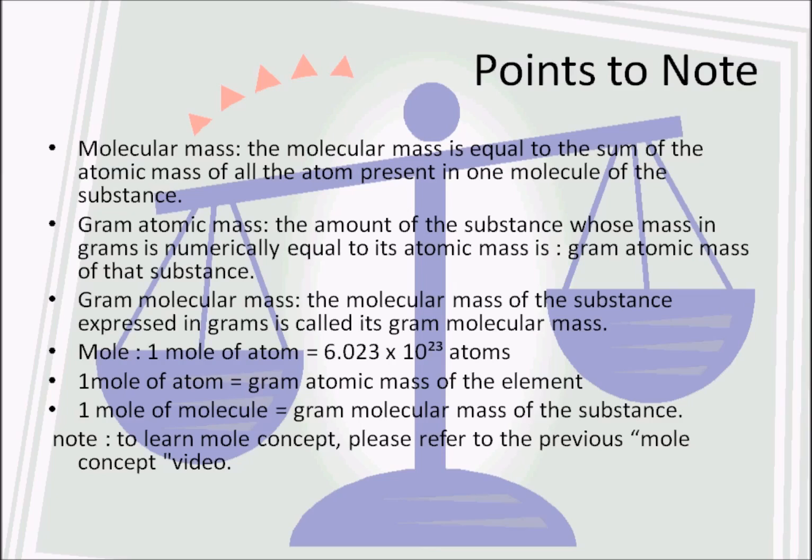What is a mole? 1 mole of atoms, or you can say particles, is equal to 6.023 × 10^23 atoms or particles. 1 mole of atoms is also equal to the gram atomic mass of the element. 1 mole of molecules is equal to the gram molecular mass of the substance. Students, if you want to learn more about the mole concept, please refer to the mole concept video.